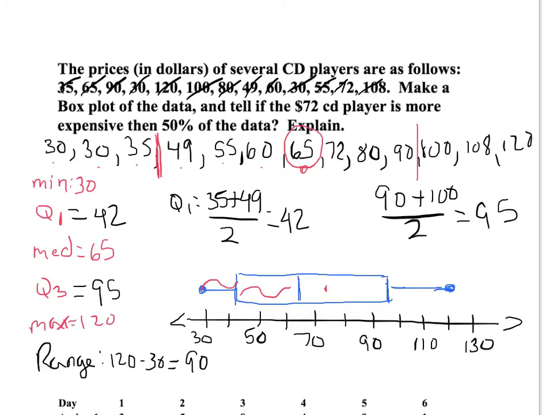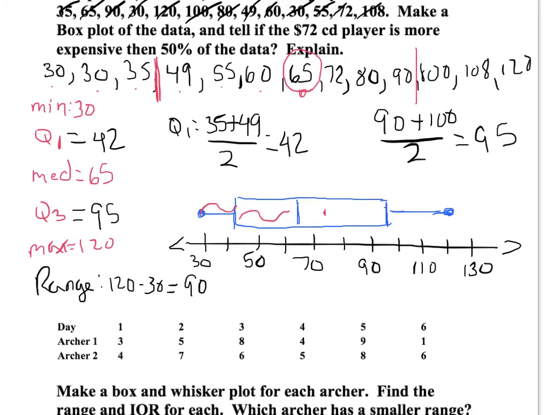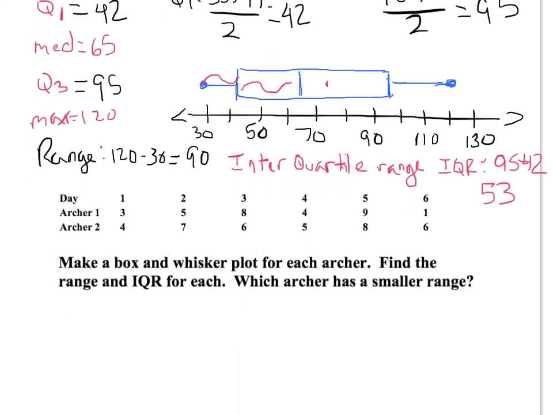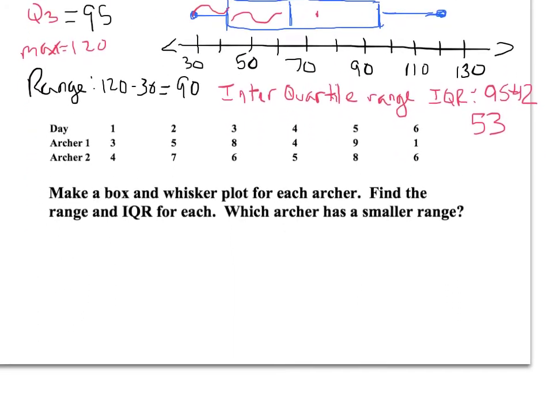Now, there's something else called the interquartile range, also known as the IQR. Well, to get the range, it was max minus min. To get the interquartile range, it's Q3 minus Q1. So 95 minus 42, that would be 53 here. Okay? That tells you that there's a $53 difference in the middle 50% of the data. Okay? So go ahead and press pause and try to make a box plot for each of these guys. Okay? And answer the questions there.